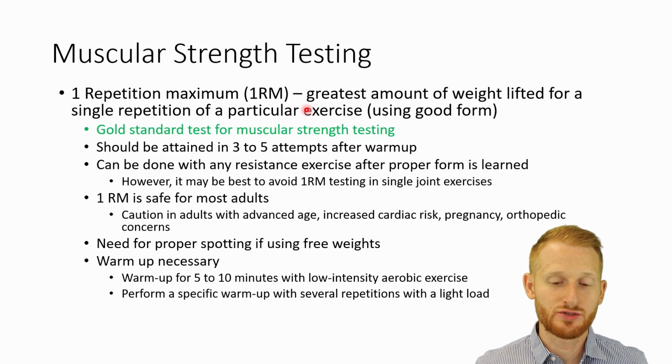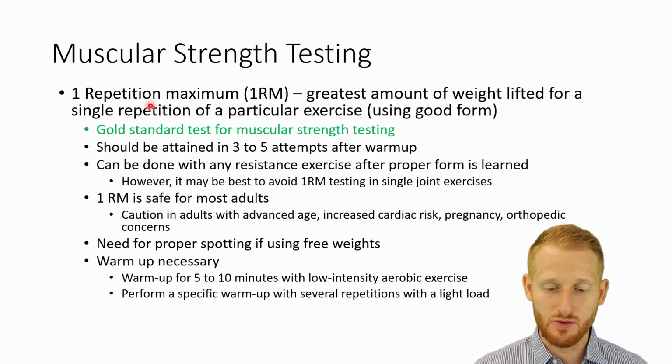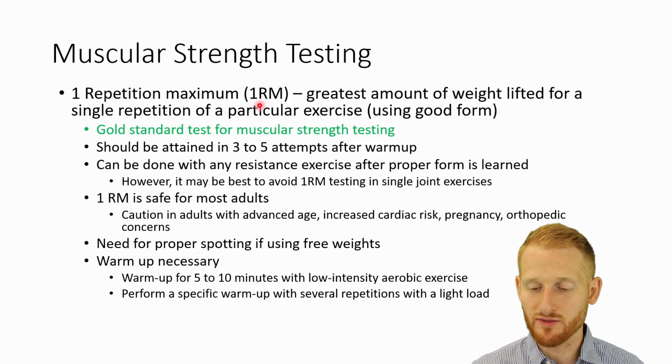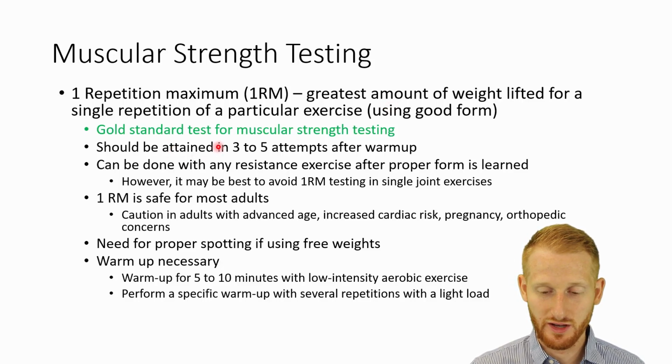When testing muscular strength, the best test we have is the 1 repetition maximum, or the 1 RM. I already mentioned this briefly, but it is the greatest amount of weight that can be lifted a single time, so in other words, a single repetition. And it is the gold standard for muscular strength testing.